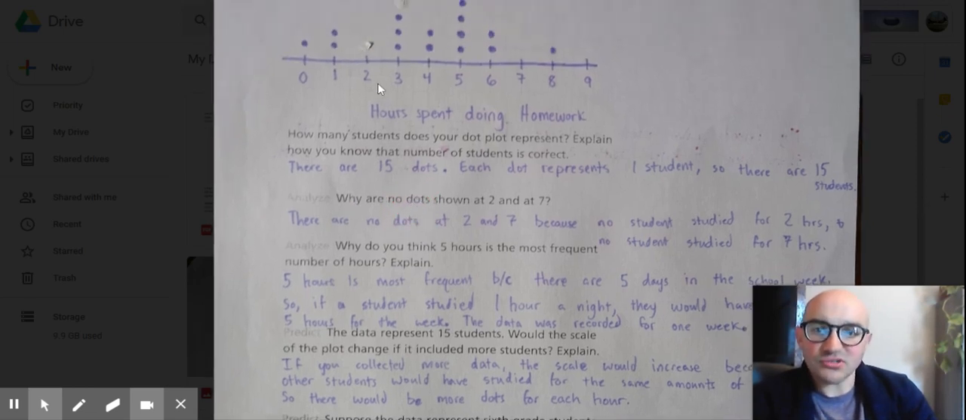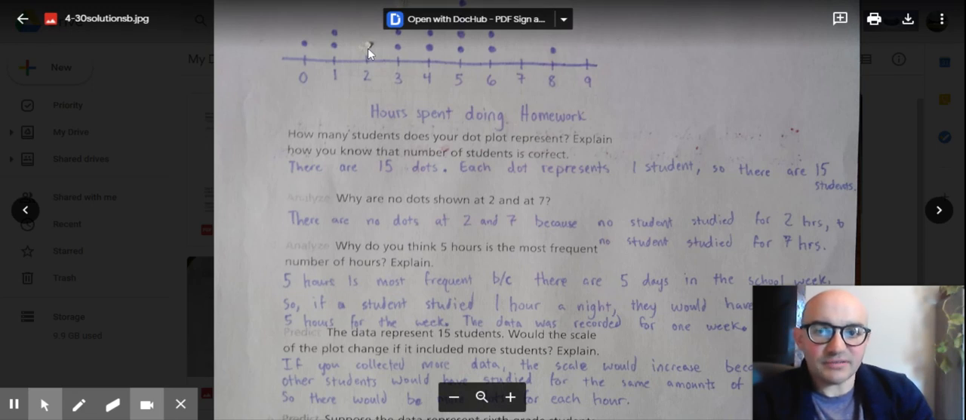Here it says, why are there no dots shown at 2 and 7? So let's just zoom up a bit here. There's a whiteout mark, but that was a mistake, so that's not a dot. And then 7 is also blank. So 2 and 7 are blank.